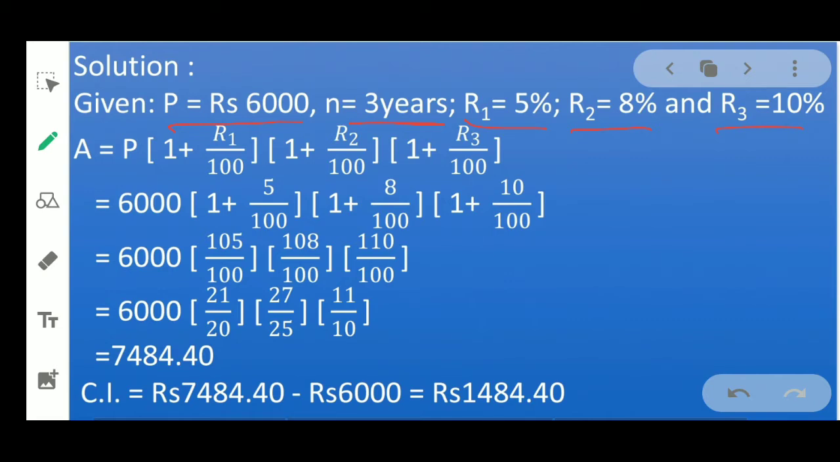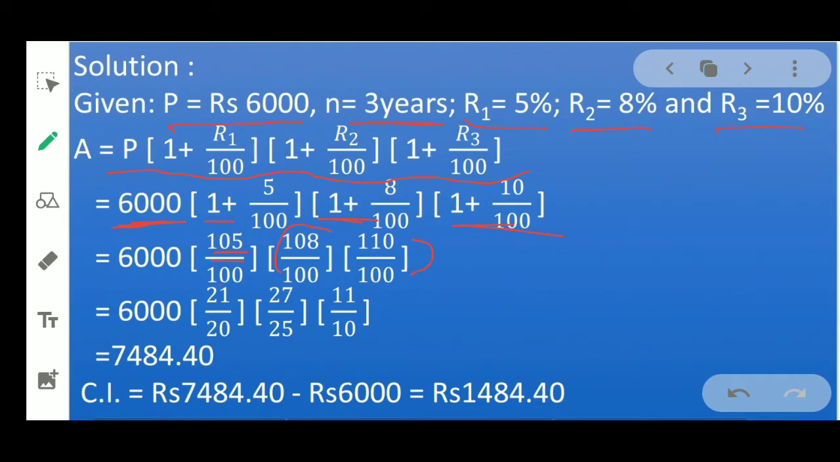So now write the formula of amount for this, that is P into 1 plus R1 by 100 into 1 plus R2 by 100 into 1 plus R3 by 100. Now put the value of all this. This will be 6,000, that is the principal, 6,000 into 1 plus 5 by 100 into 1 plus 8 by 100 into 1 plus 10 by 100. Now 1 plus 5 by 100 will be 105 by 100, and 1 plus 8 by 100 will be 108 by 100, and this will be 110 by 100. Clear?